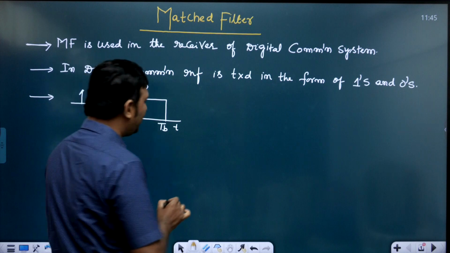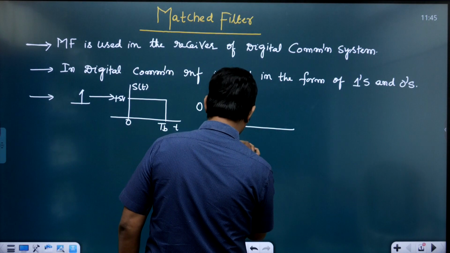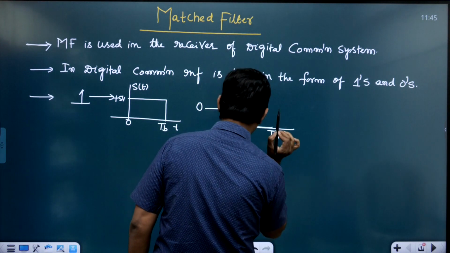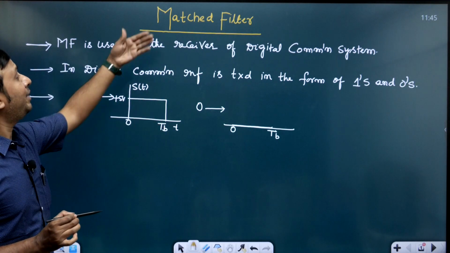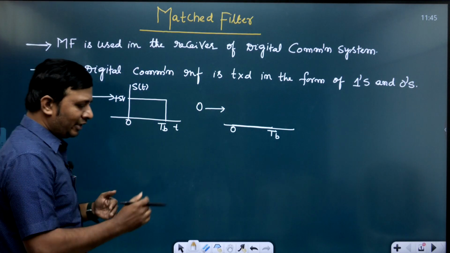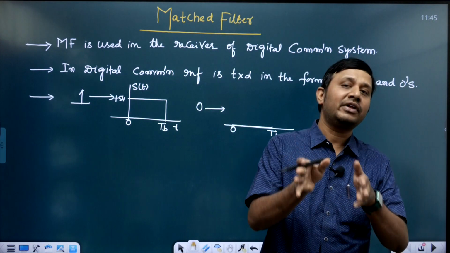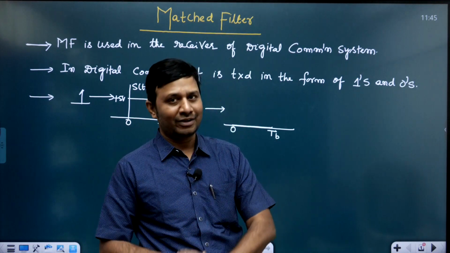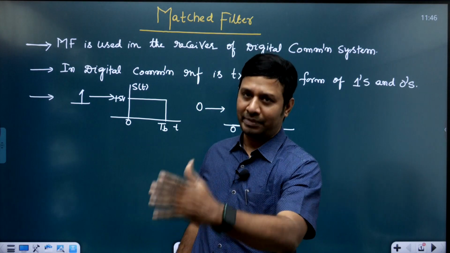If I want to transmit the binary 0, I will transmit nothing. So in the interval 0 to TB, we transmit nothing. Right? See, this scheme I am going to use for explaining the concept of matched filter. Now, assume that you transmitted either 1 or 0, and I am going to consider baseband data transmission. Baseband data transmission means information is transmitted through fiber optic cable.